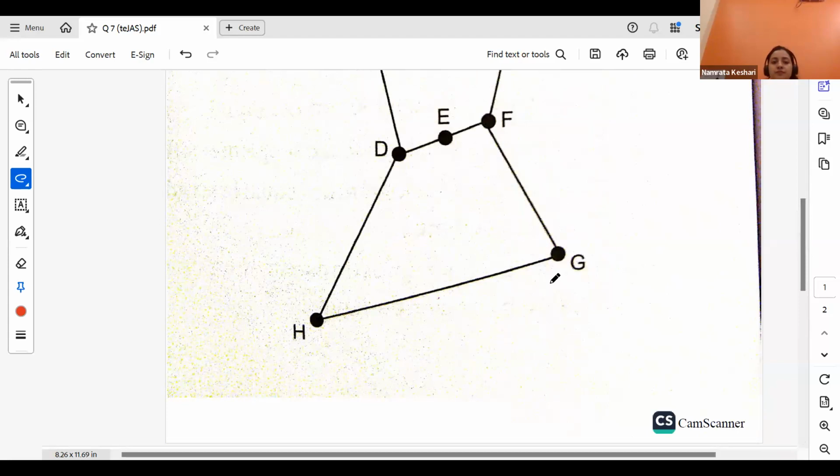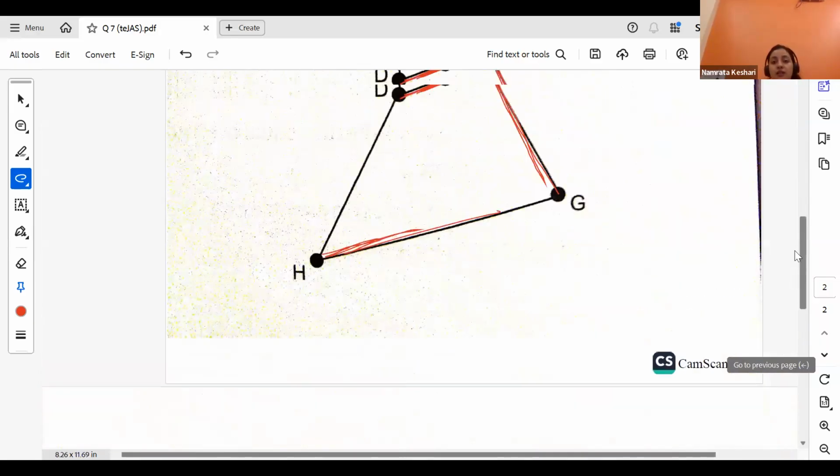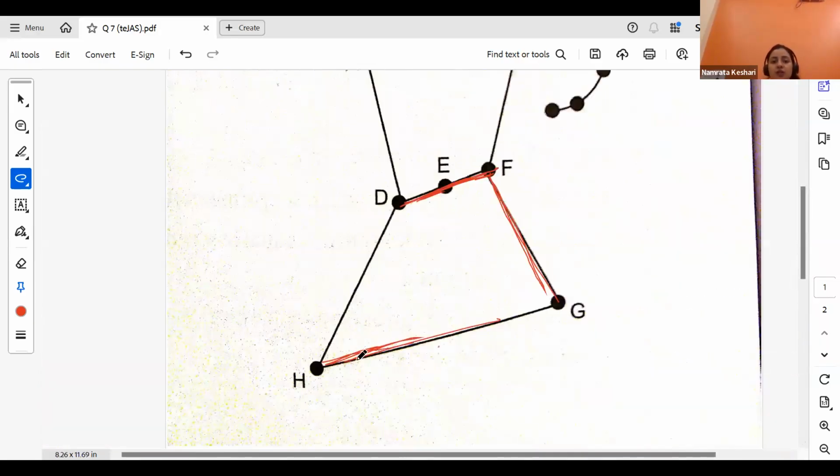DFGH. Okay, I'm highlighting it over here. This is DFGH. It's a quadrilateral. Just a second. Okay, exactly. We have to name it, which quadrilateral. It looks like a trapezium, right?